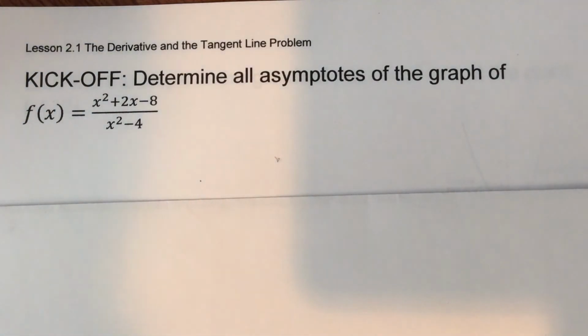All right. Well, we're going to do lesson 2-1 here with the derivative. So we're going to split this up into two parts. We're going to start here with a kickoff. So determine all asymptotes of the graph of this here. So remember, asymptotes, we're just looking at the bottom.